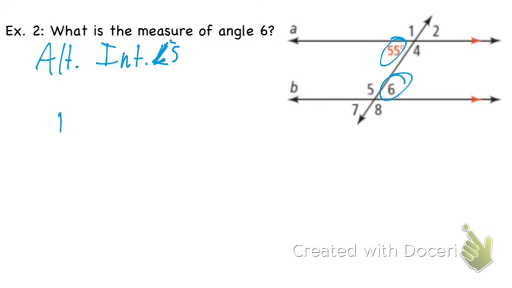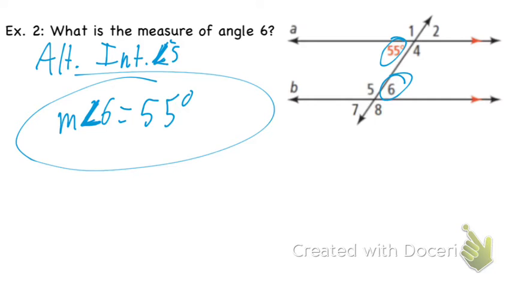So what's the measure of angle 6 there, Tyler? 55. 55 degrees. Measure of angle 6 is 55 degrees. For those keeping score at home, measure of angle 6 is 55 degrees.